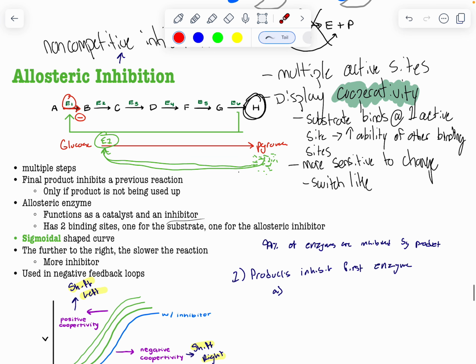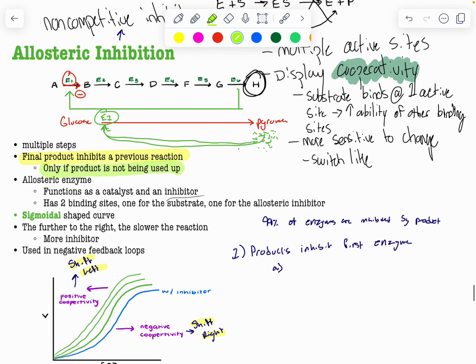So multiple steps. The final product inhibits a previous reaction. And again, only if the product is not being used up. Allosteric functions.